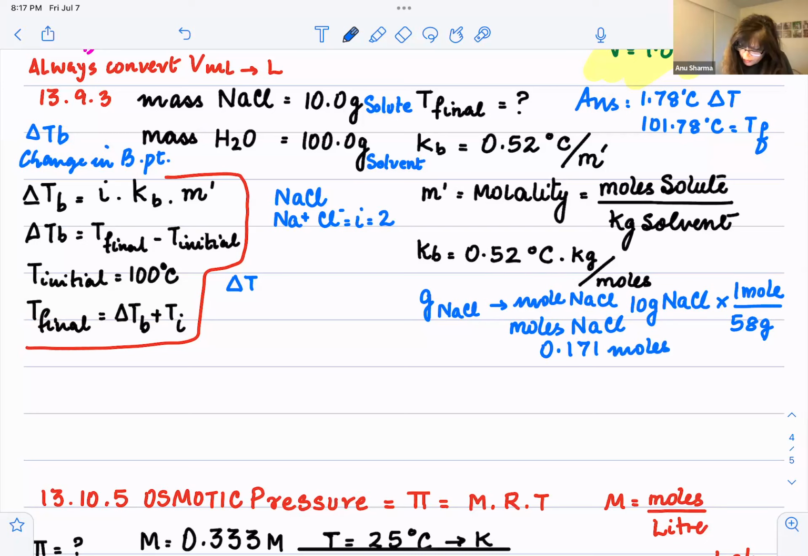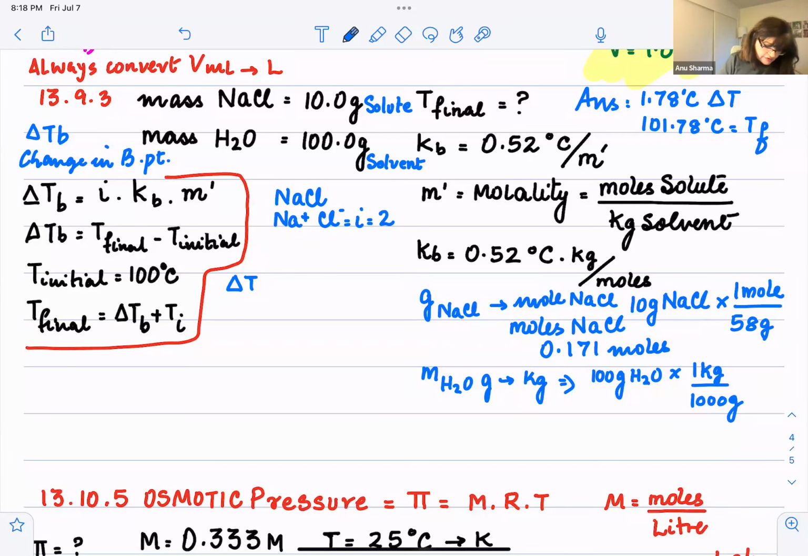Next is the mass of water. So the mass of water from grams to kilograms. That's what we need to satisfy the molality. So here we have 100 grams of water times 1 kilogram over 1000 grams. So 100 divided by 1000 and you get 0.100 kilograms.